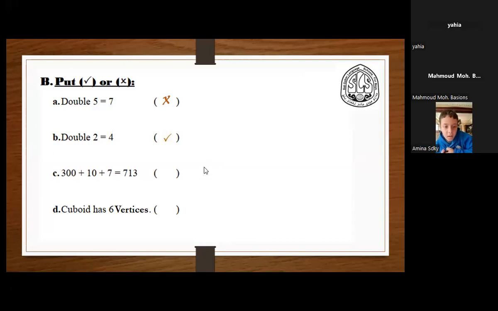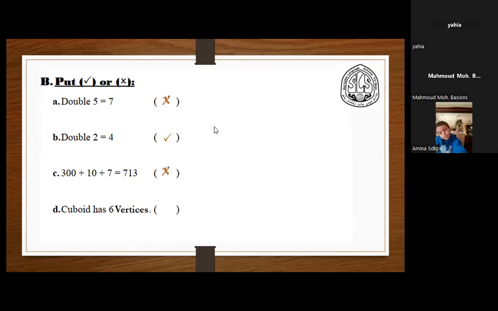Okay, Abdurrahman. You can hear me? Yes. Okay, 300 plus 10 plus 7 equals 713. Wrong. No. 300 plus 10 plus 7 equals 317, not 713, right? So this will be wrong. Excellent, Abdurrahman. Thank you.